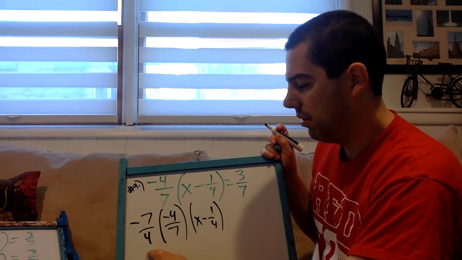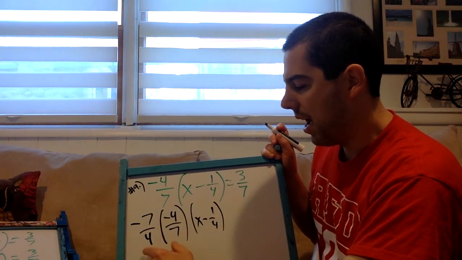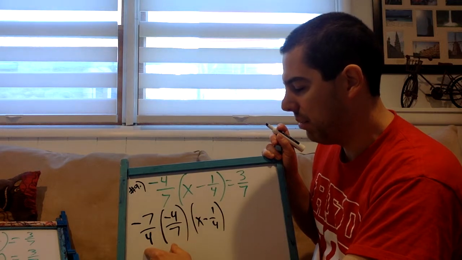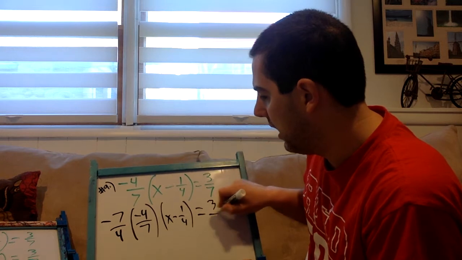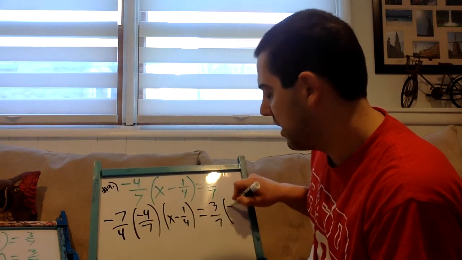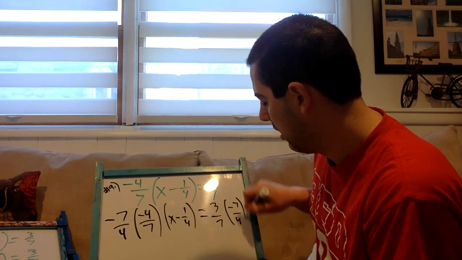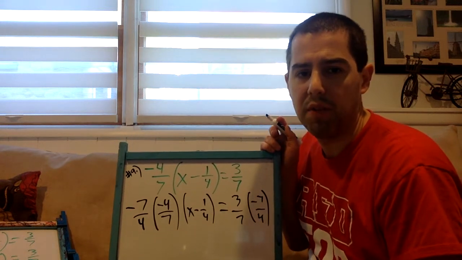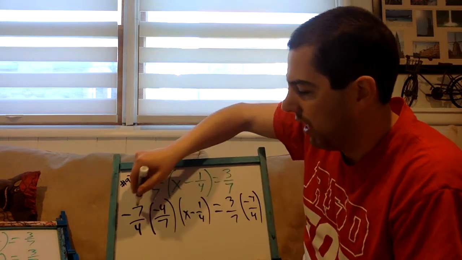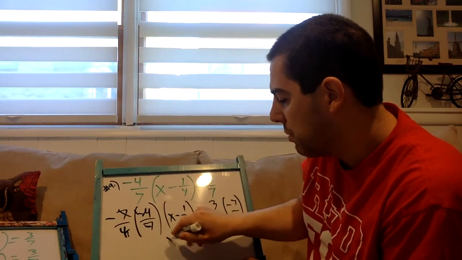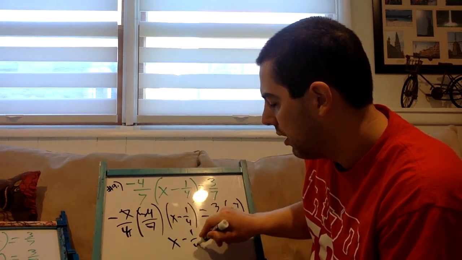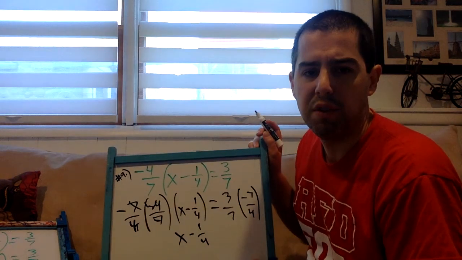So now what's happening here is I am isolating the variable, and then I also have to balance the equation. So I'm going to put the -7/4 on the right side as well. So over here, I cross simplify. They all become ones. And I can just bring down the x minus 1/4.